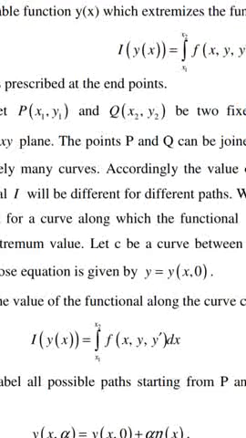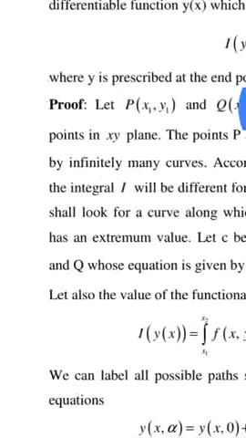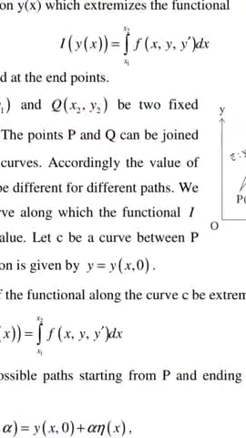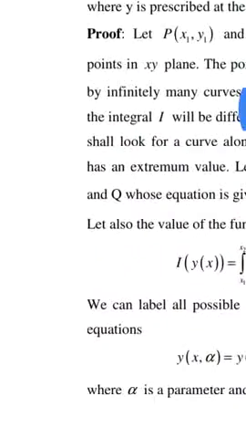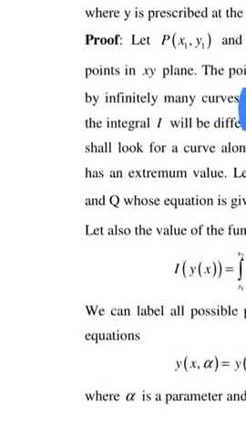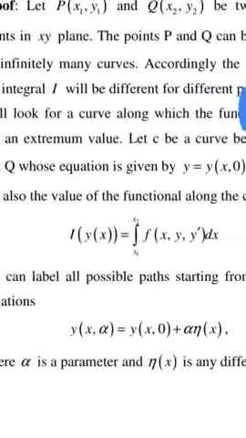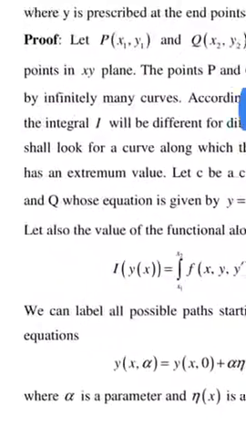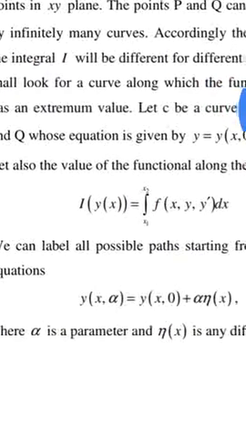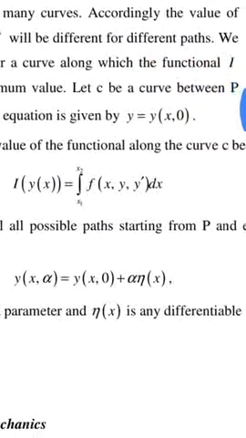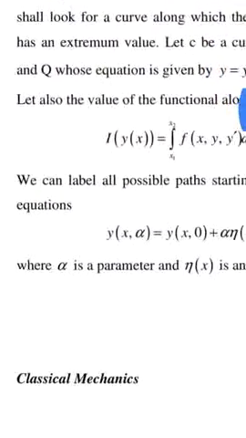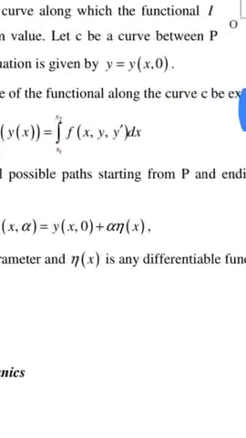Then the points P and Q can be joined by infinitely many curves, and the value of the integral I will be different for different paths. We shall look for a curve along which the functional I is extremum. Let the curve between P and Q have the equation y is equal to y of x0.